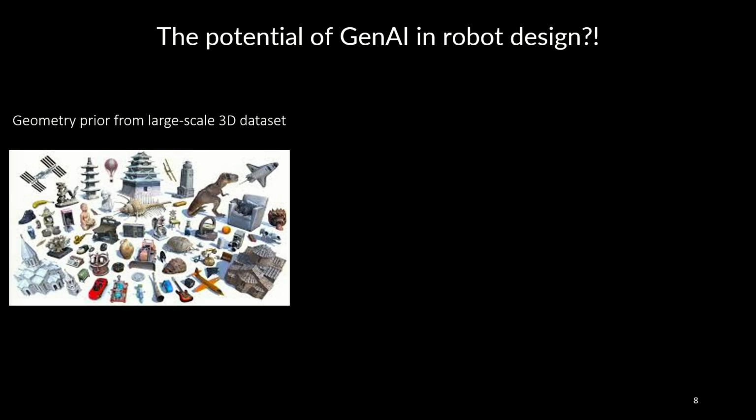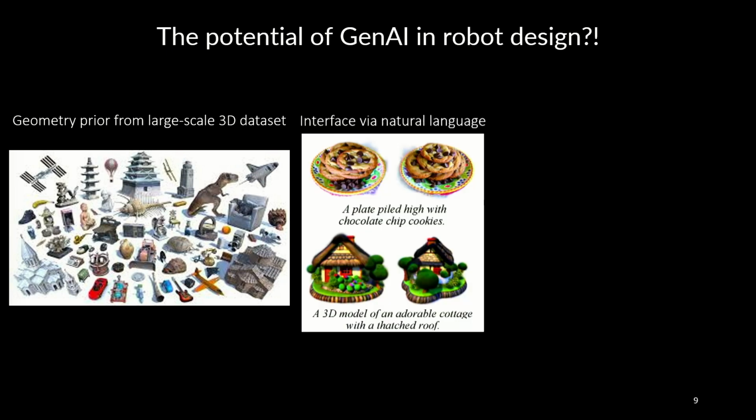There are several good reasons why we figured we can use generative AI for robot design. First of all, a lot of generative models learn from large-scale 3D datasets, so they have very good generative priors. That gives you a sensible, well-structured 3D shape to start with for the design process.